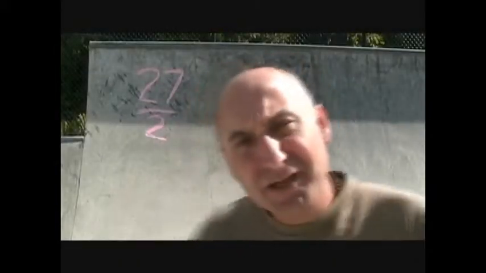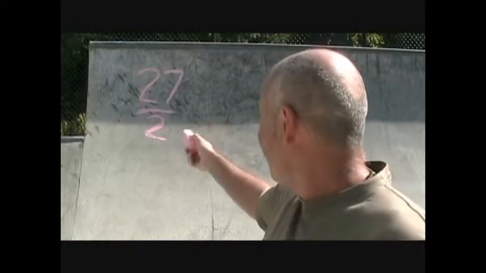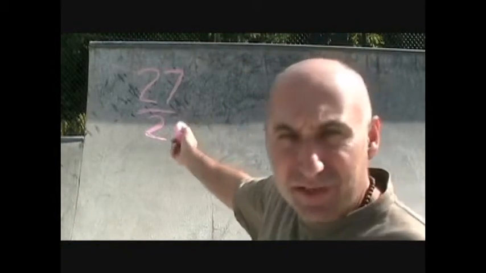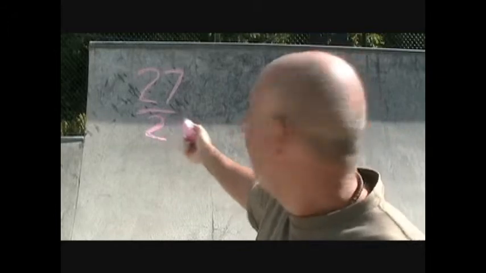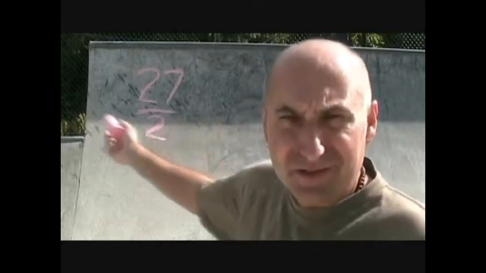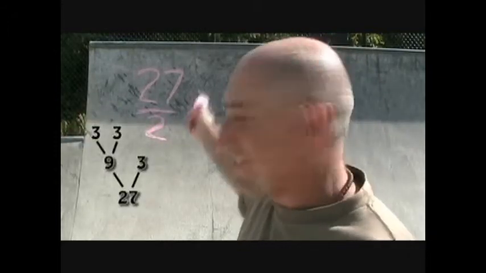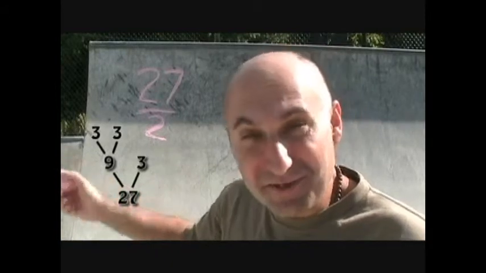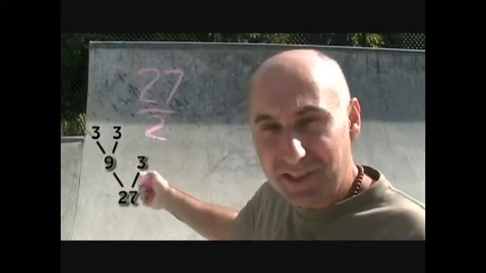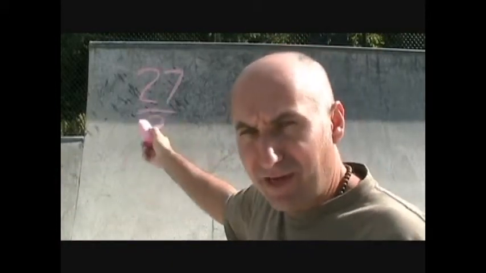We've got 27 divided by 2. Now that's a straight-up fraction. And what we could do is try to break 27 down into prime numbers. What does it break down into? 3 times 3 times 3 gives you 27. And that doesn't reduce anymore, right? If you're doing the prime factorization, right?